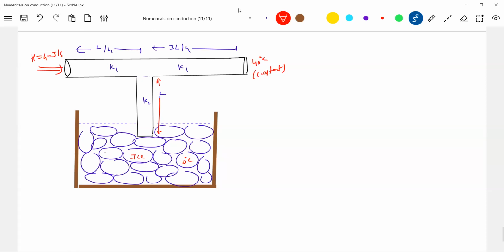Are you able to see this? Many mechanisms will come here. Let the areas of cross section be A1 and A2. Okay, there's one rod.